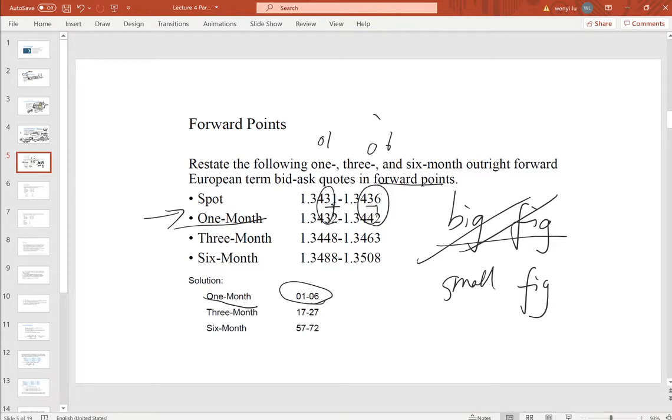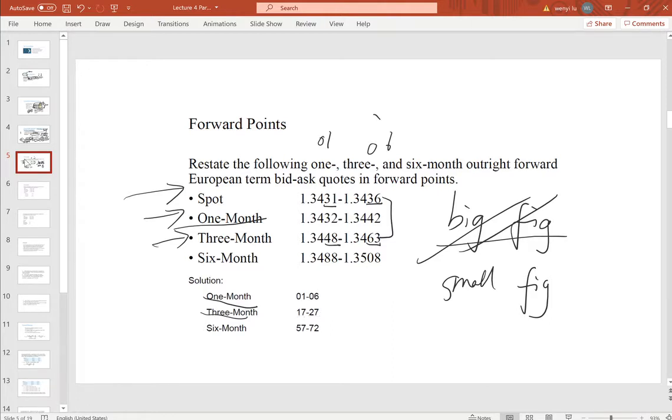And 3 months later, similar. We also take the difference between the benchmark spot rate and the 3 months forward rate. So 48 minus 31 equals 17. And 63 minus 36 equals what? 27. So that's the 3 months quote, bid and ask. Right?